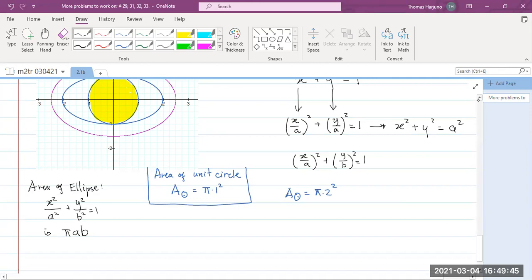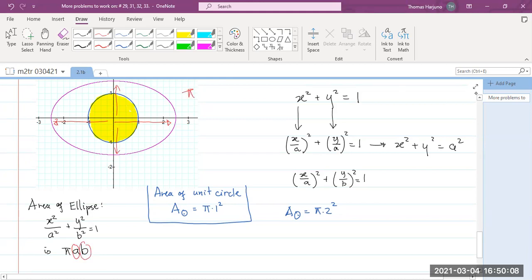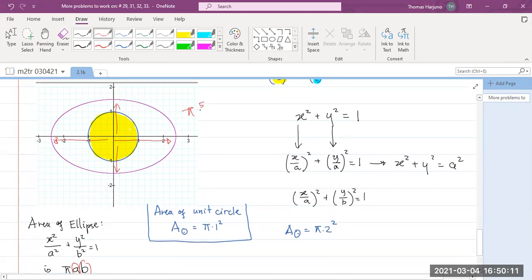Why? Because that ellipse that we have here, you stretch that by a factor of, in this case, 2.5, so you multiply by 2.5, and then vertically by 1.5, so you multiply by 1.5. The area of that ellipse right now is pi times 5 over 2 times 3 over 2. That's 15 pi over 4. That's the area of that ellipse.